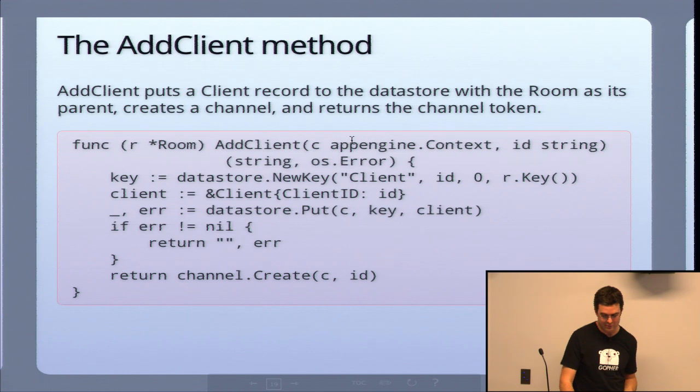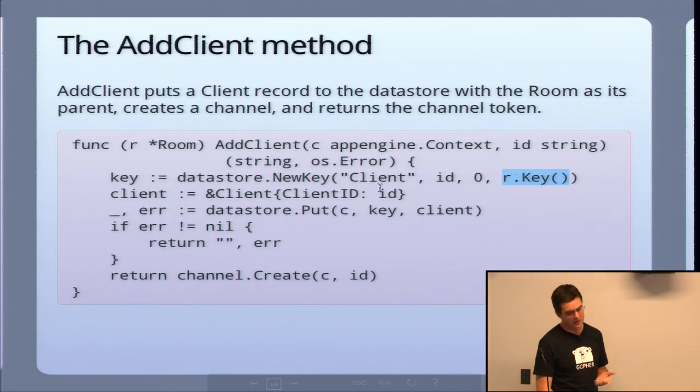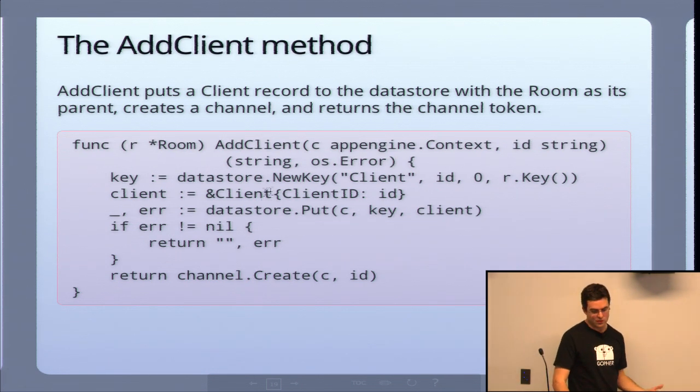So this is the AddClient method. AddClient takes an ID, and it creates a key that's a client with that ID. And most importantly, this last field of NewKey is the parent key. And so I pass in the room key as the parent key for this client. And then when I issue the datastore Put, putting this new client variable I've created in as a datastore record, when it is stored, its key describes itself as being a child of the room.